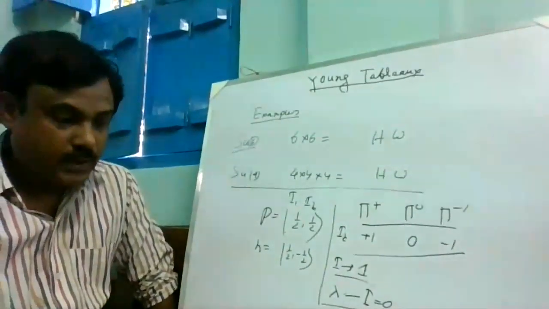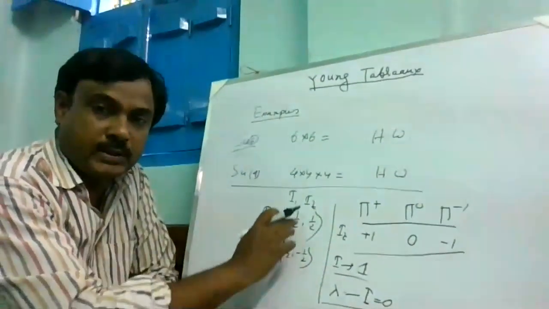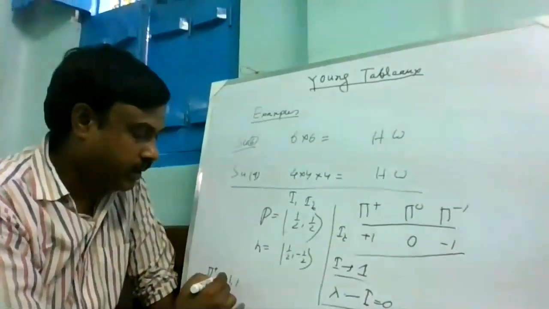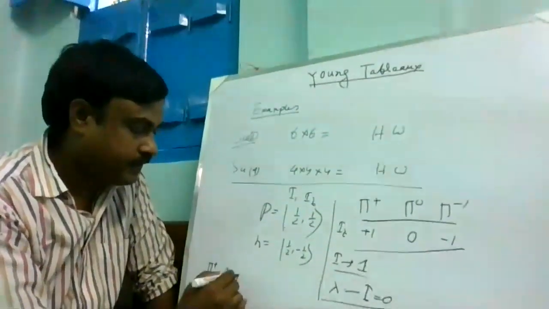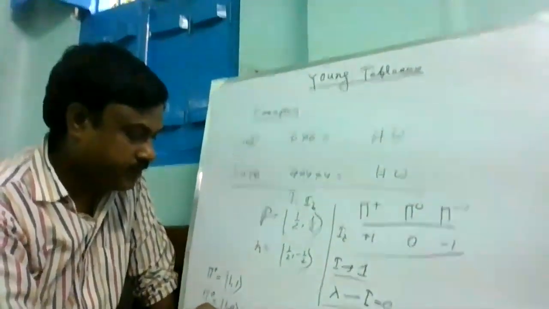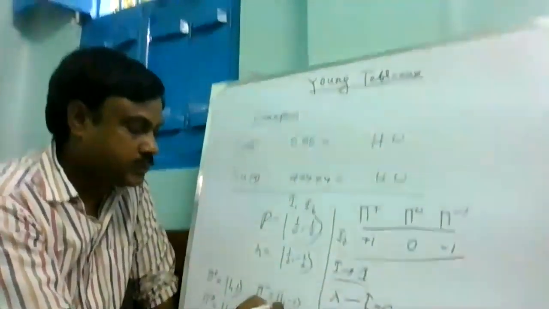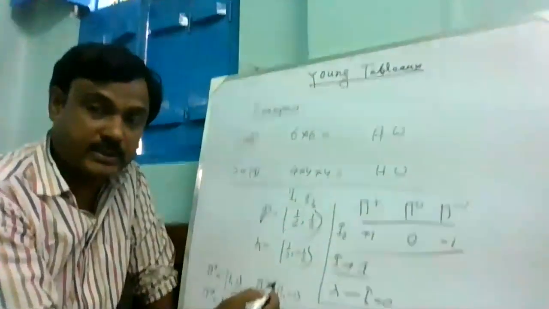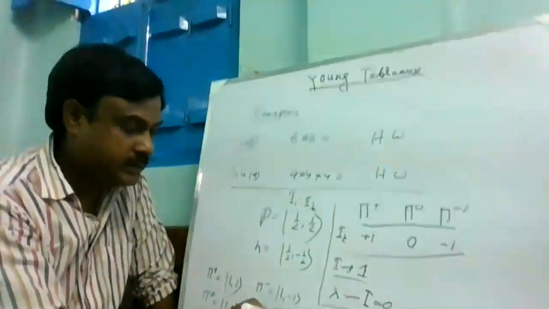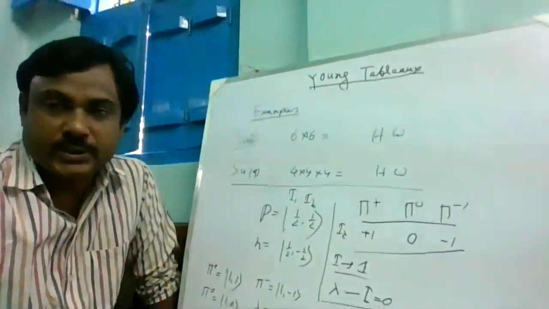Why do you say this? Because as the proton and neutron have been denoted by this, pi plus can be denoted by (1, 1), pi 0 by (1, 0), and pi minus by (1, minus 1). So correspondingly, these are triplet states, and there will be a state lambda which is denoted by 0. This is totally an asymmetric state.